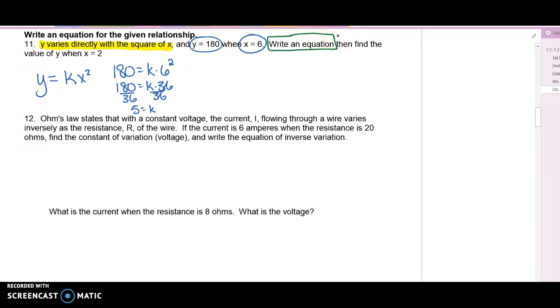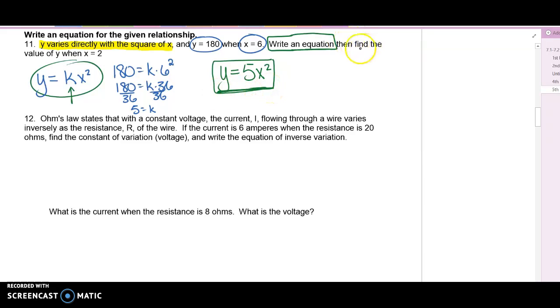So the first thing that you must write down is the equation. You're going back to this equation, but now you know what k is. So y equals 5x squared. If you don't write that, the problem is wrong. So make sure you take the time, read your directions. If it says write an equation, make sure that you write that equation.